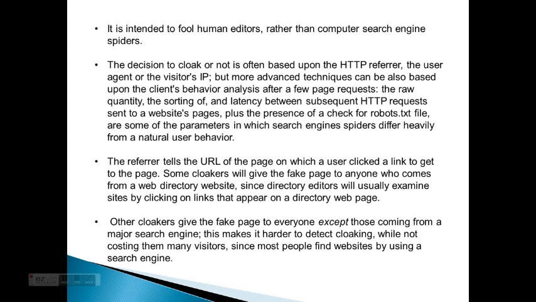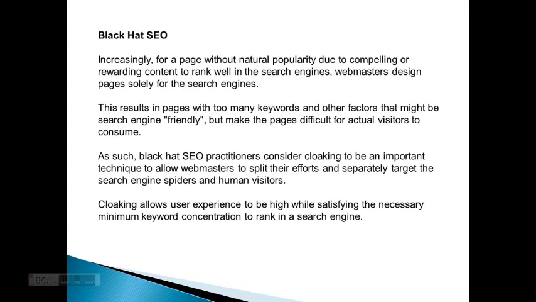The referrer tells the URL of the page on which a user clicked a link to get to the page. Some cloakers will give the fake page to anyone who comes from a web directory website, since directory editors will usually examine sites by clicking on links that appear on a directory web page. Other cloakers give the fake page to everyone except those coming from a major search engine. This makes it harder to detect cloaking while not costing them many visitors, since most people find websites by using the other techniques.